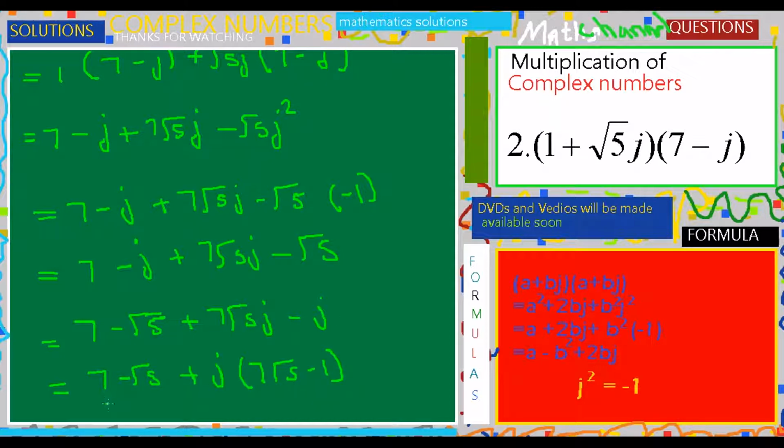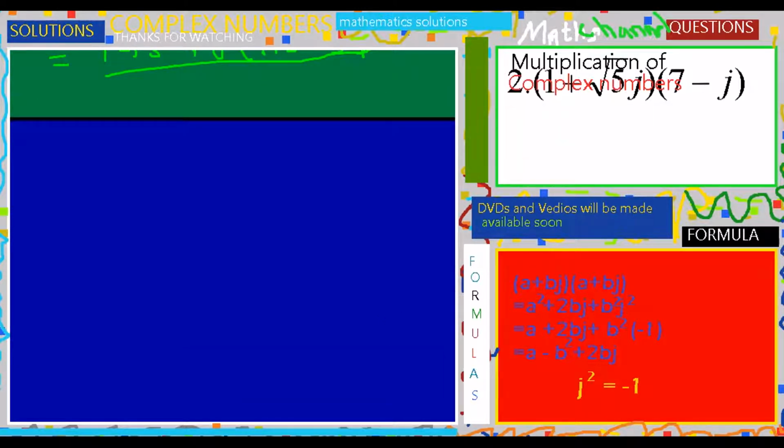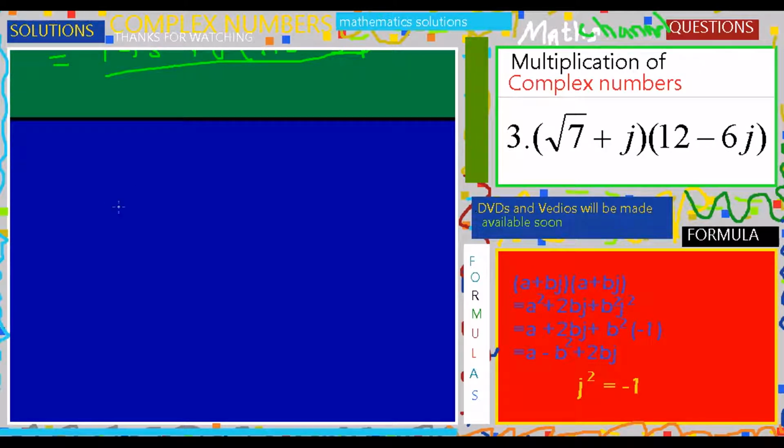So you can leave it like this or continue. So this is the next one. This one is root 7 plus 3, and then 12 minus 6j.